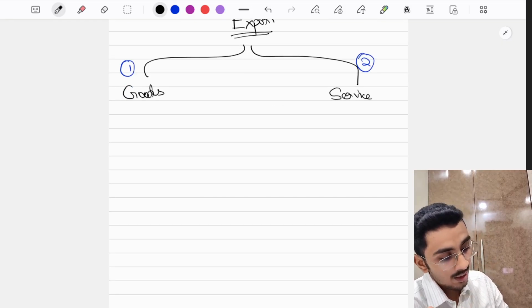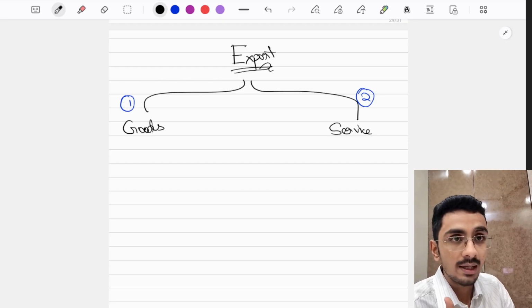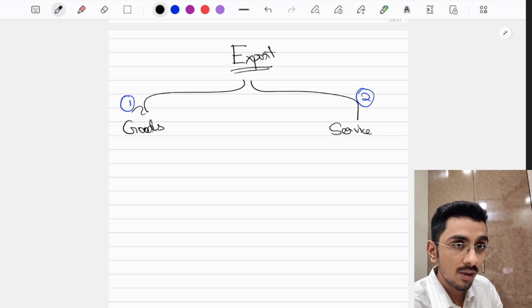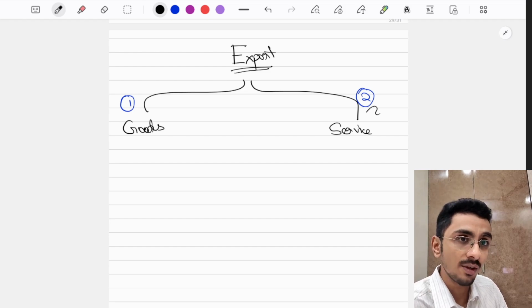Now again, coming back to our chart, once you know that there are two types of export, either goods or services, the first checkpoint is checkpoint number 1. If it's goods, it should qualify the definition of goods. If it's service, it should qualify the definition of service.